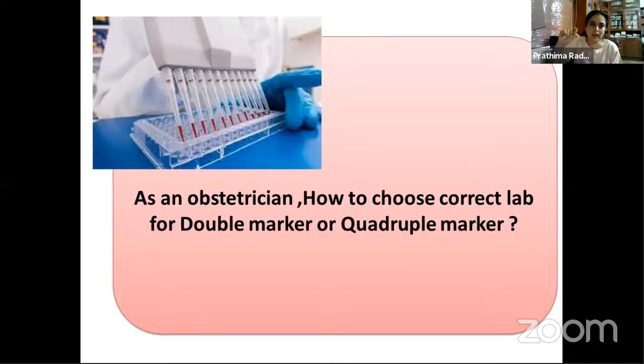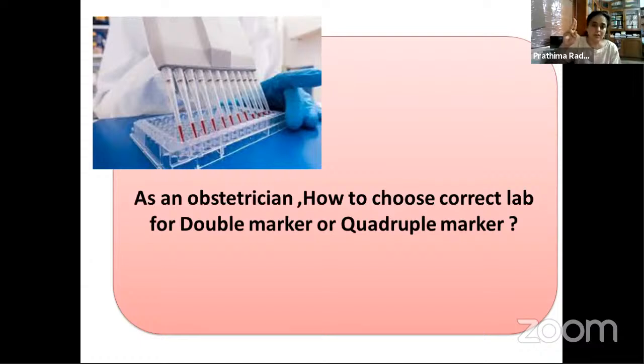Yes, Pratima ma'am. I would just like to add to that. I think if you're going to be following the FMF standards, there are only 3 analyzers: the Roche platform, the Perkin-Elmer platform, and the Brahms Kryptor. If you have anything other than these 3, then I don't think you should even give that lab a second look.